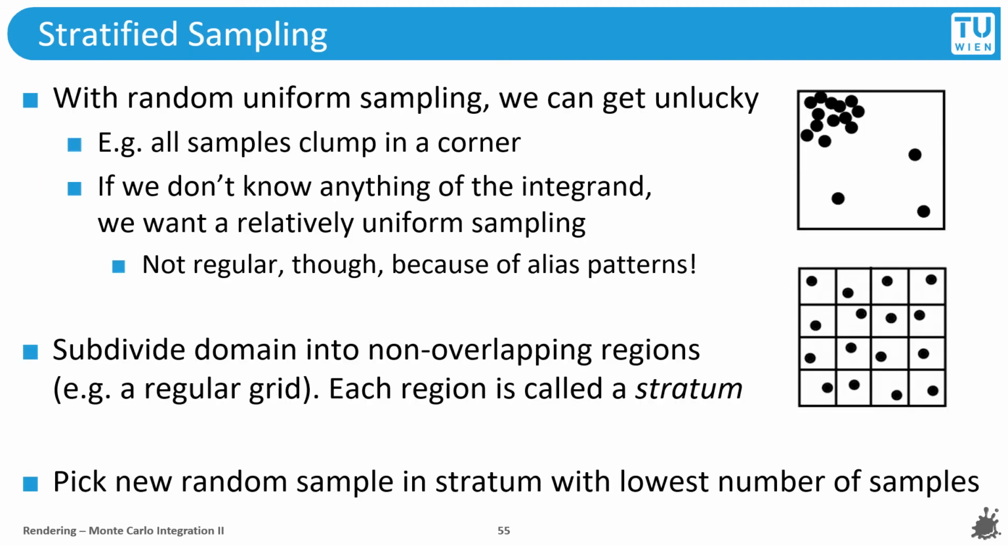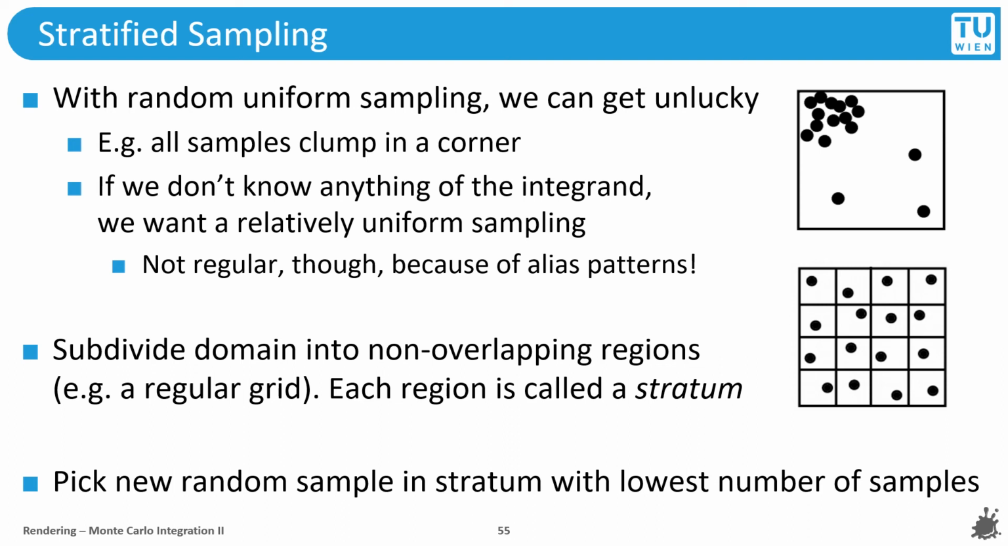Another way to distribute samples, other than what we have seen according to functions, is to use so-called stratified sampling. If you paid close attention, you might have noticed that in some examples of uniform random sampling, we can get unlucky and end up with something that is not so uniform. But uniformity is good, especially if we know nothing of the integrand. Not regular sampling though, we already know that this is bad. So is there something in between?